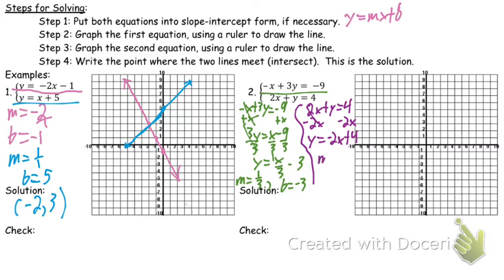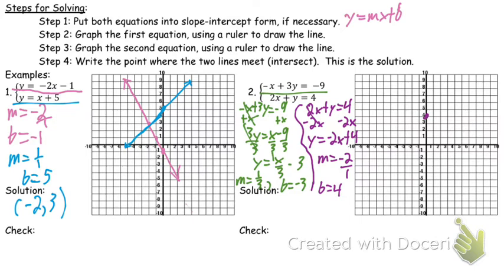Okay, what's our m here? 2. Okay, what kind of 2? Negative 2. Negative 2, or negative 2 over 1 if we want. And what's our b? 4. 4, very good. So we can go graph these equations, and does it really matter which equation we graph first? No, because at the end of the day, they're both going to get graphed, okay?